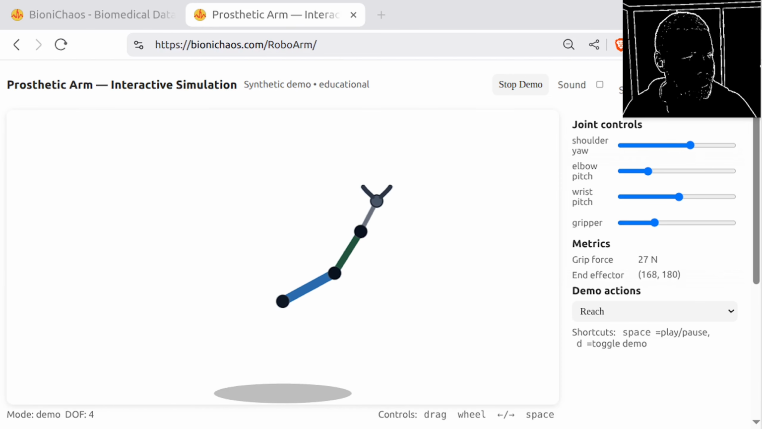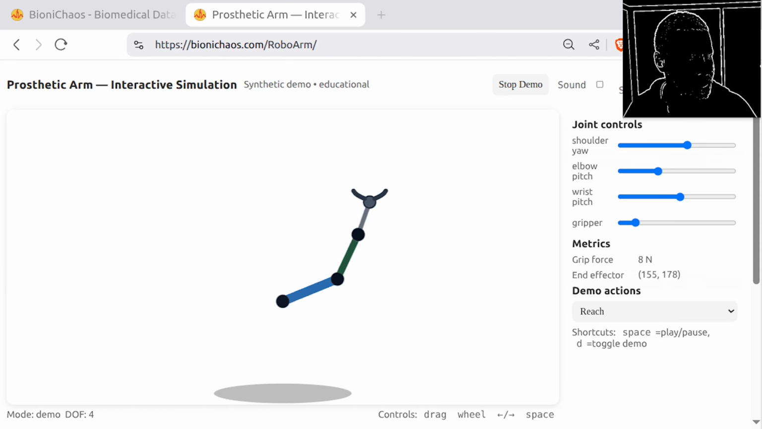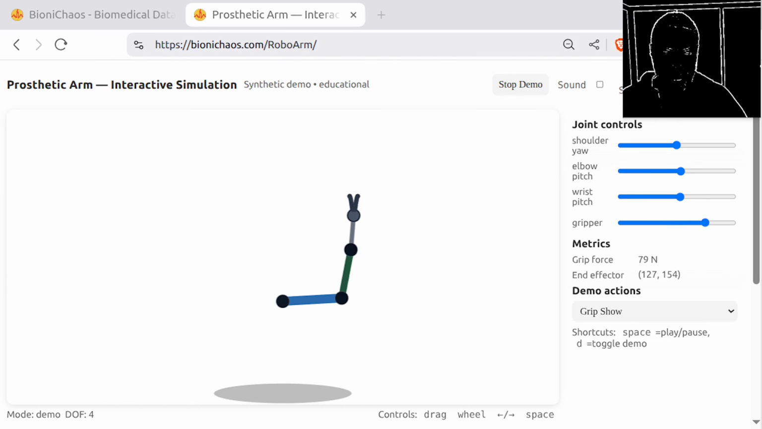This simulation is a neat way to understand how robotic arms work. You can control the shoulder, elbow, wrist, and the gripper to see how they affect the arm's movement and grasping power. It's a simplified model, so it doesn't include all the complexities of a real robotic arm, but it's a good starting point for understanding the basics.